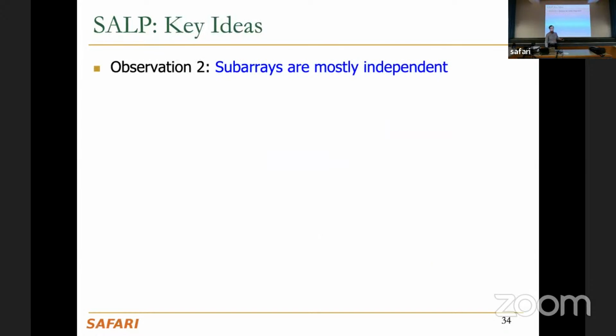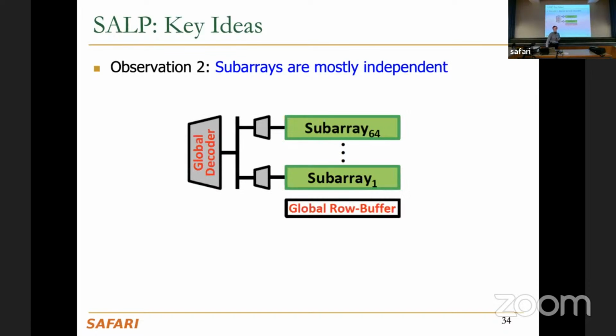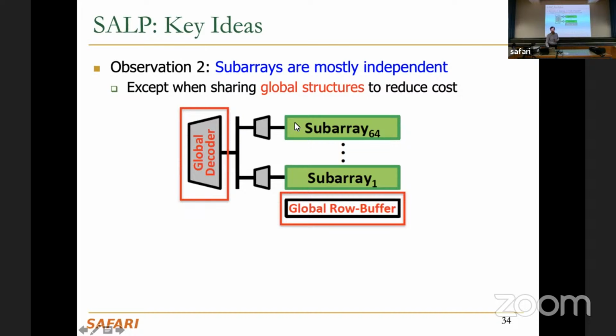Okay, and then the second observation is very important. The subarrays are mostly independent, but not completely independent. So essentially, they share some structures to reduce cost. You have a global decoder that decodes an address, and only one word line gets enabled in one subarray. And then there's a global row buffer, which is essentially the global bit lines, as we will see in a little bit more detail.